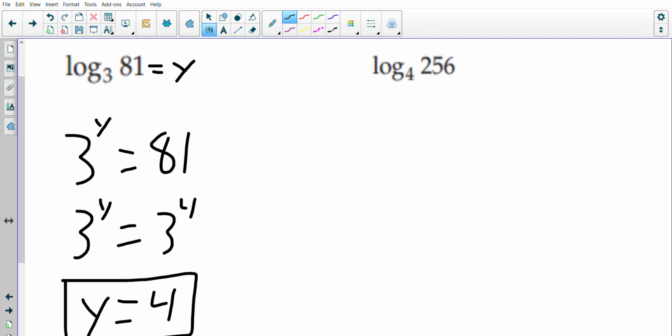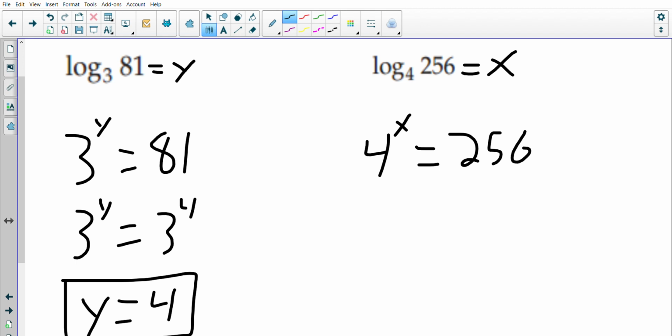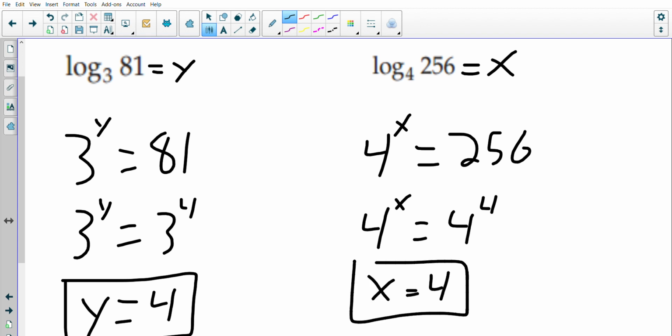So same thing, log base 4 of 256. So I can say equals, I'm going to say x this time. So now I have 4 to the x is equal to 256. And I can write 256 as 4 to the 4th. So again, using my rules of exponents, I can just say x is equal to 4. And there we go.